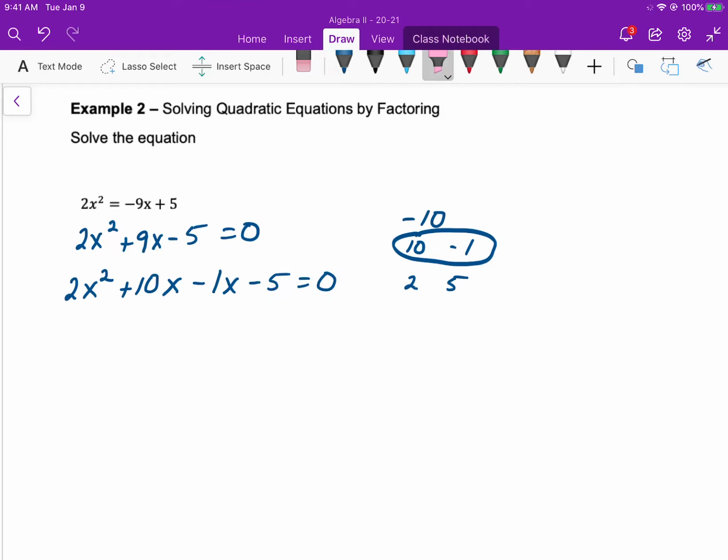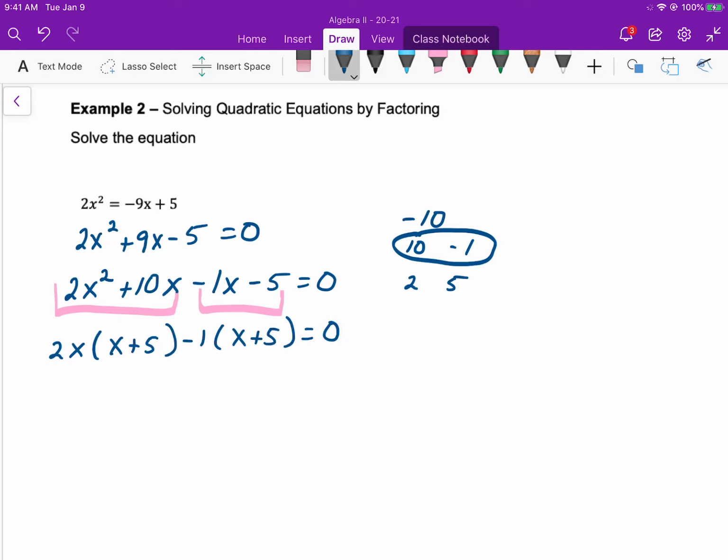Good opportunity to review factoring. I'm going to group my first two terms and my last two terms. I'm now taking my greatest common factor of my first two terms, which will be 2x, and then I'll have x plus 5. Now I'm going to look at my last two terms, and I want that to be the same in parentheses, so I'm going to factor out a -1. Then I'll also have x plus 5 equals 0.